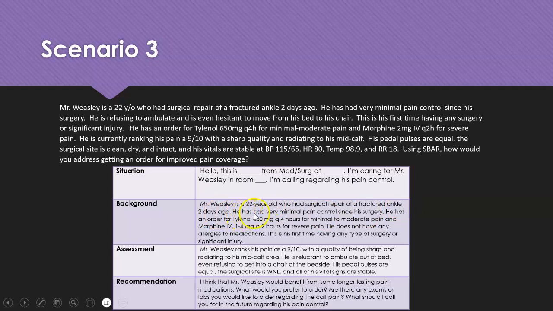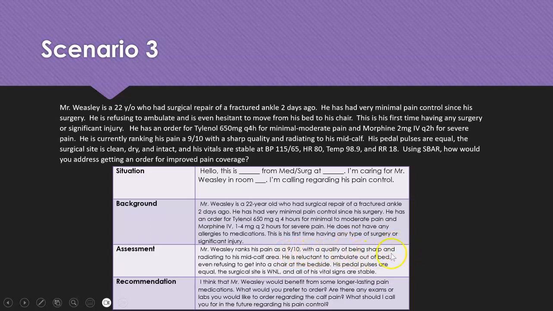And then you're telling them he has minimal pain control. He has an order for this. He's had this order for morphine. He does not have any allergies. This is his first time having any type of surgery or significant injury, which is a big deal, because sometimes if people are not used to that type of thing or have never been in that type of predicament, they flip out. So you're telling them objectively, not subjectively, but based on what the person tells you subjectively, you're saying 9 out of 10.